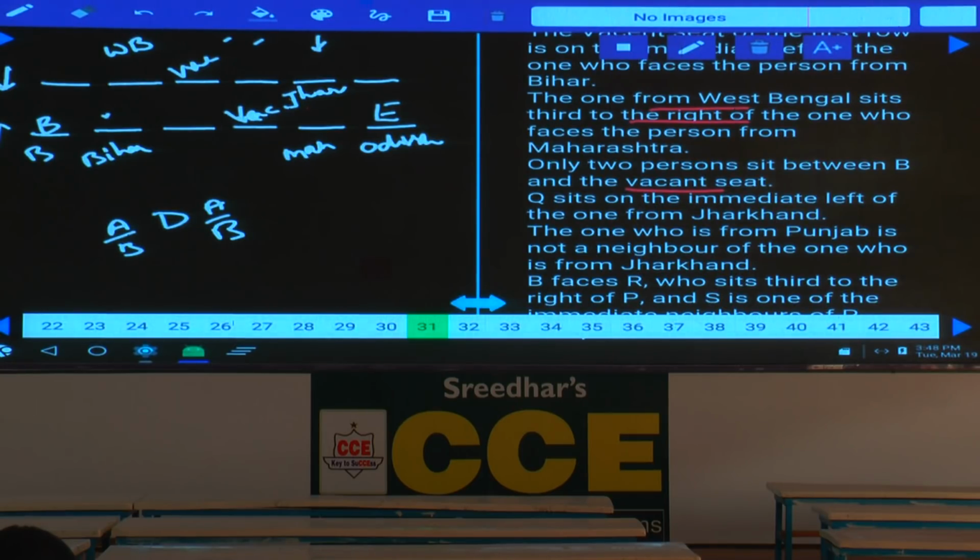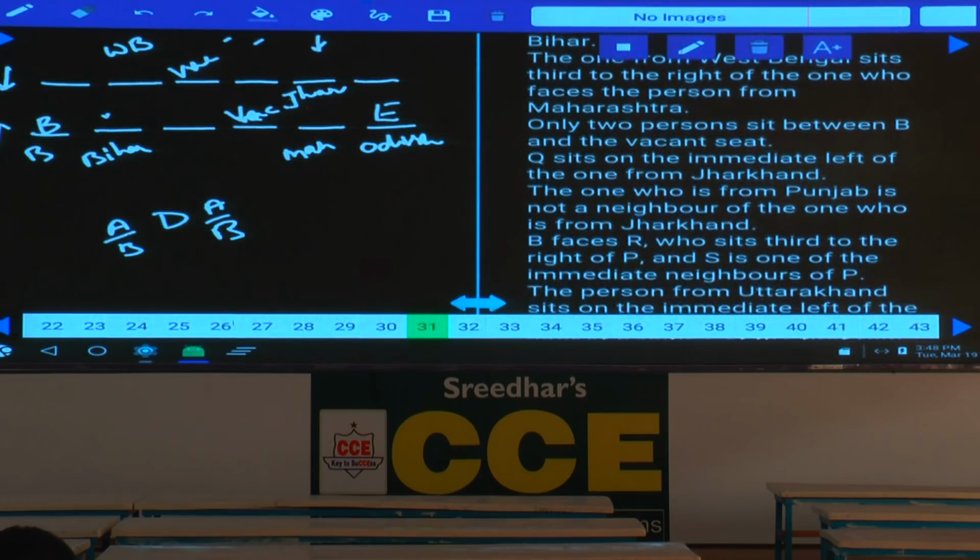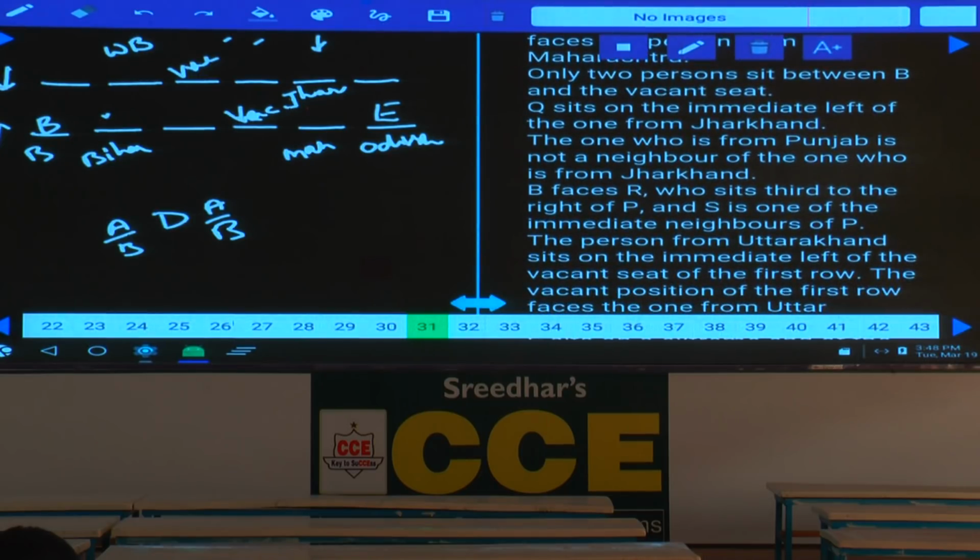Done with this? As this is the vacant seat here, and only 2 people sit between B and the one from the vacant seat. Next one, Q sits on the immediate left of the one from Uttarakhand. Now Q is to the immediate left of the one from Jharkhand, hence Q must be at this place. And the one who is from Punjab is not an immediate neighbor of the one from Jharkhand. Hence Punjab cannot be here, isn't it?